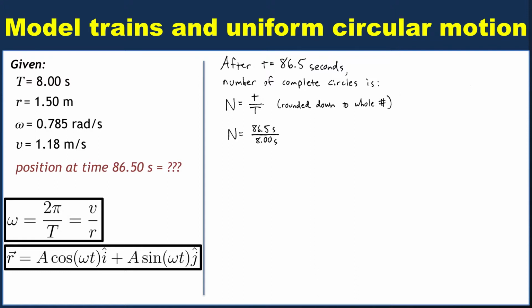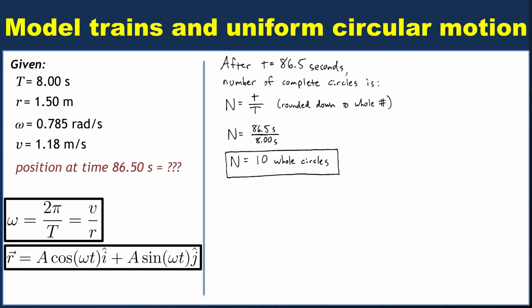Let me show you. So in our case, that'll be 86.5 seconds, the time, divided by 8.00 seconds, the period of the train's circular motion. Divide those two and you'll get a number a little bit bigger than 10, but we round down to 10. So the nearest whole number lower than that is 10. That's 10 whole circles. That's the number of times the train's gone all the way around the track.